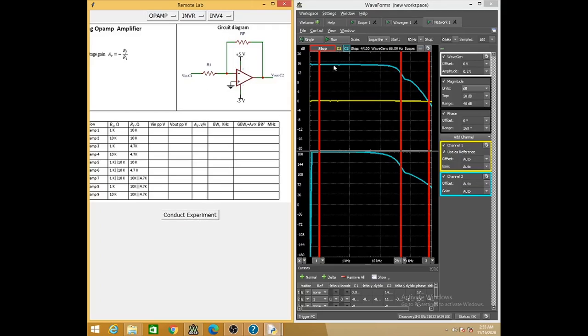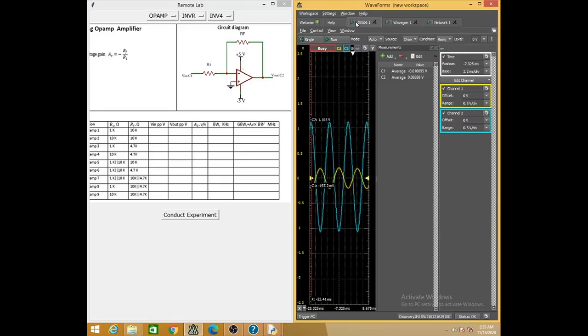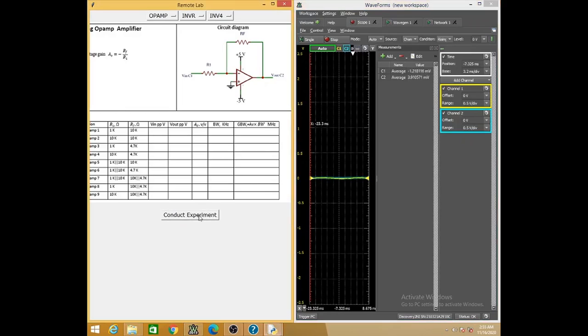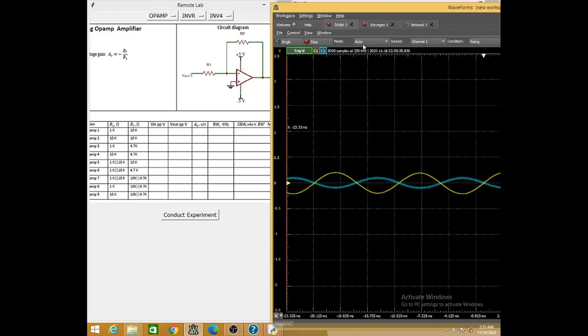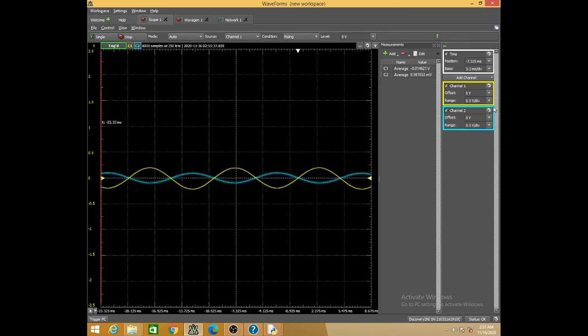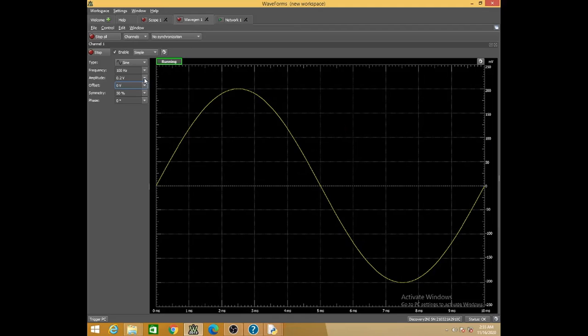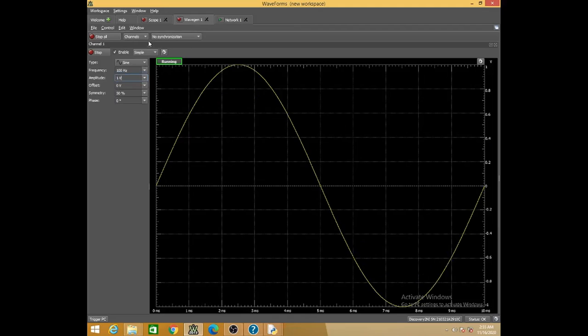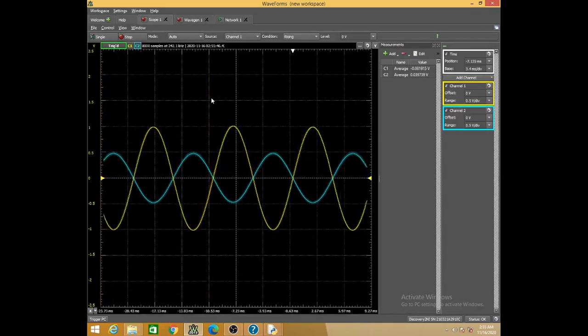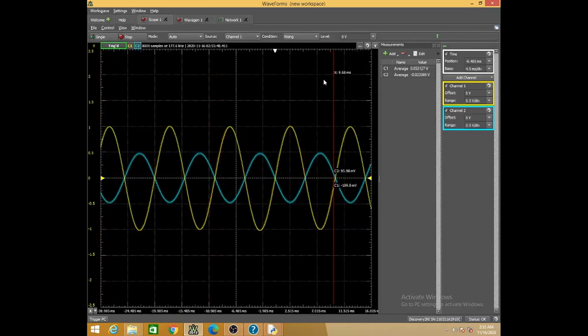Now it is inverter 4. Inverter 4, if you can see here, I'm conducting the experiment. Can you observe, Rupesh, here? Actually, the output is lesser than input. I can apply whatever larger amplitude also. Can you see now blue is smaller compared to the yellow one?